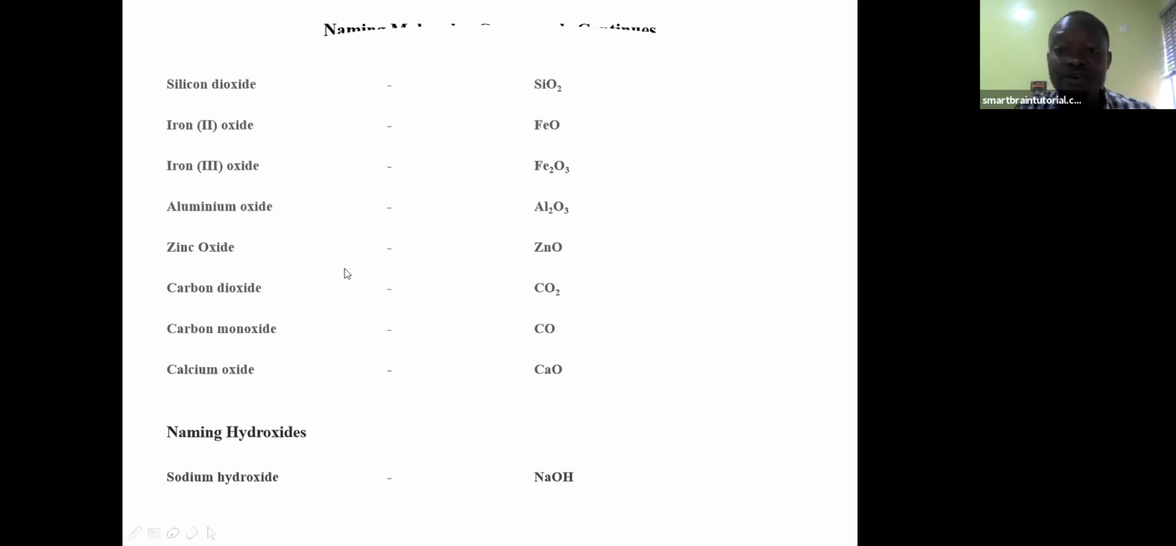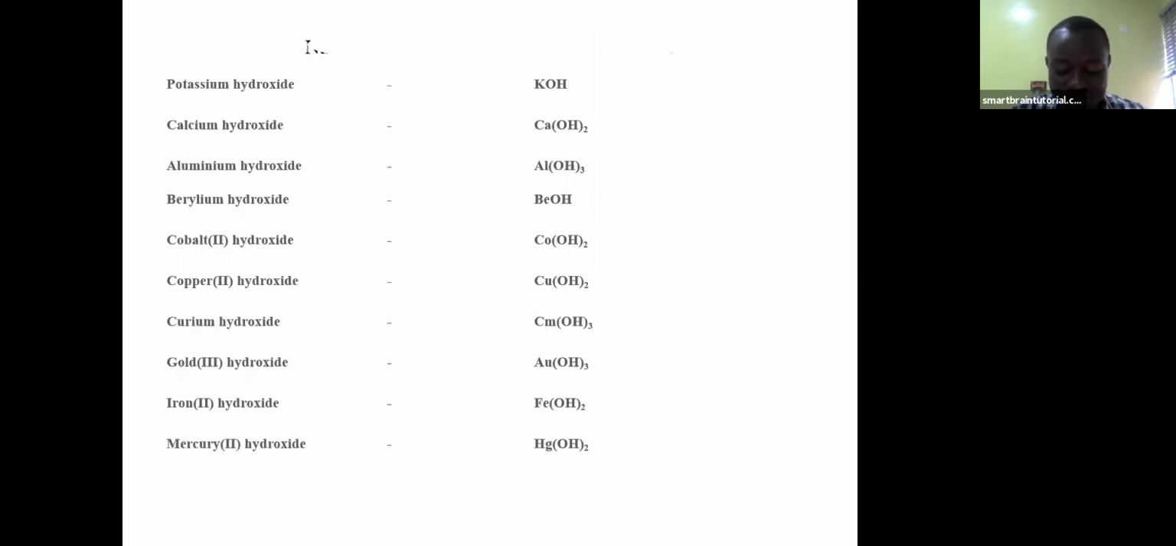We have zinc oxide. The oxidation state of zinc here is 2. You can still call it zinc monoxide because it has only 1 oxygen atom in it. It can be used in lotion for its antibacterial and antifungal properties, and also it can be used as a food additive and white pigment.